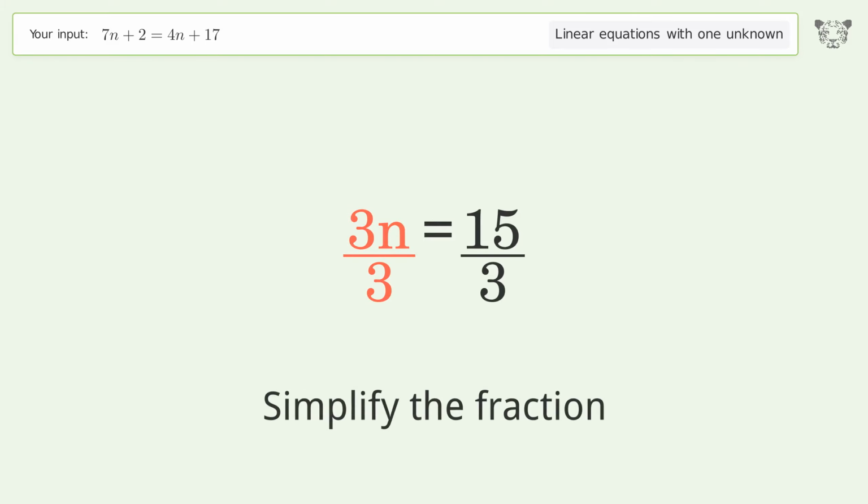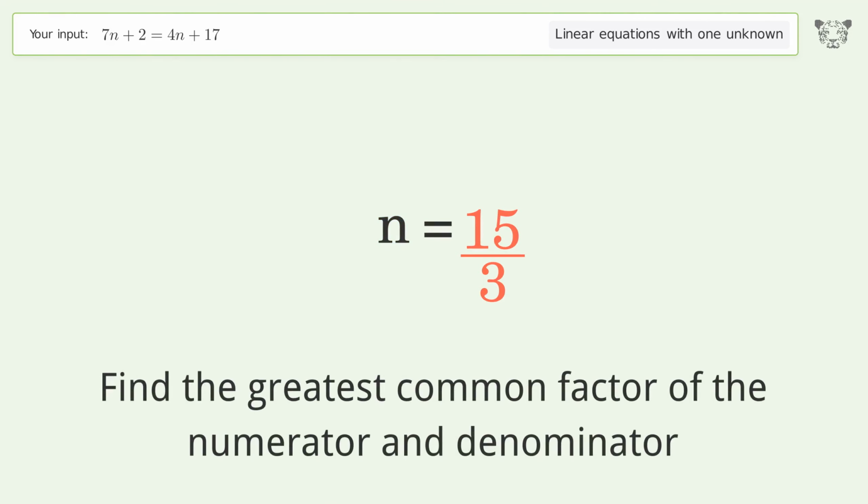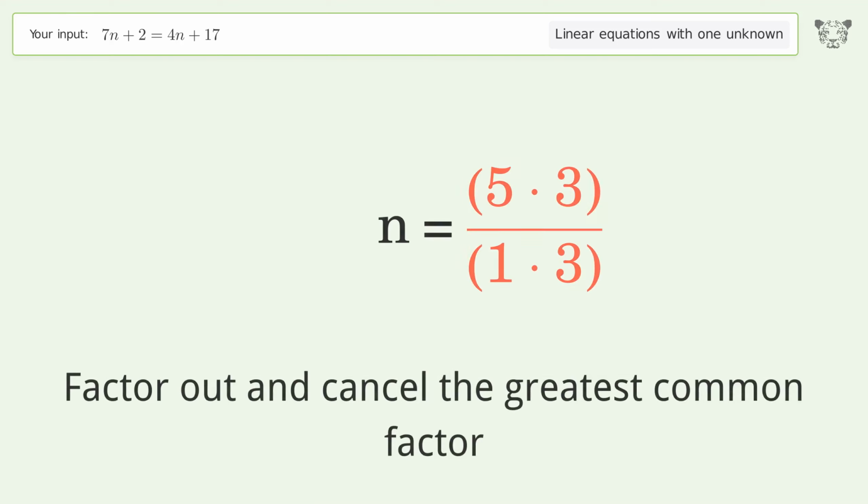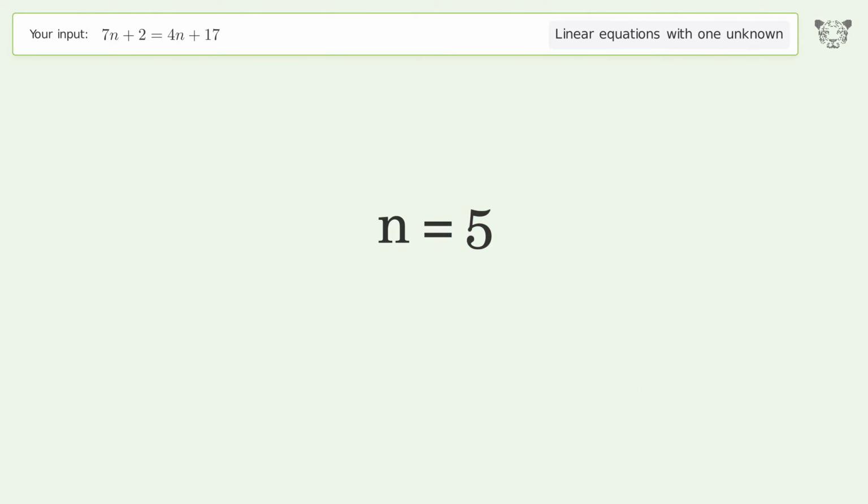Simplify the fraction. Find the greatest common factor of the numerator and denominator. Factor out and cancel the greatest common factor. And so the final result is n equals 5.